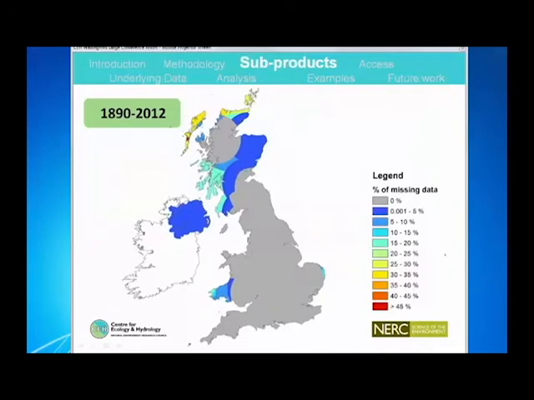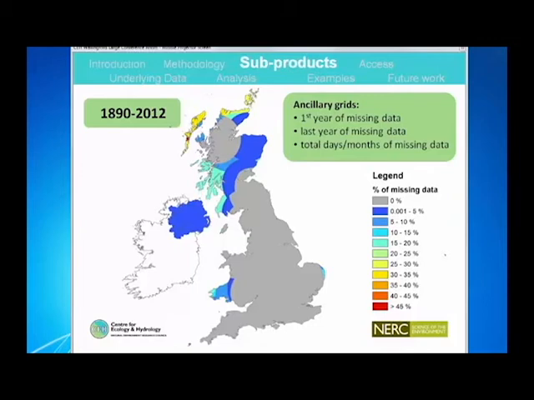So this is the map of the missing data. The gray areas are the areas with no missing data for the whole period. The dark blue bits are less than 10% missing data. The light blue is less than 20%, and it's only in the very north of Scotland and some islands that you get around 30–40% of missing data. And to summarize that information, we also provide some ancillary grids with the information for every single grid cell: the first year of missing data, the last year of missing data, and also the total amount of missing data.